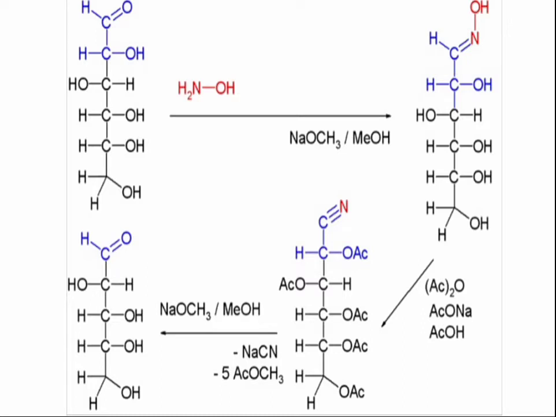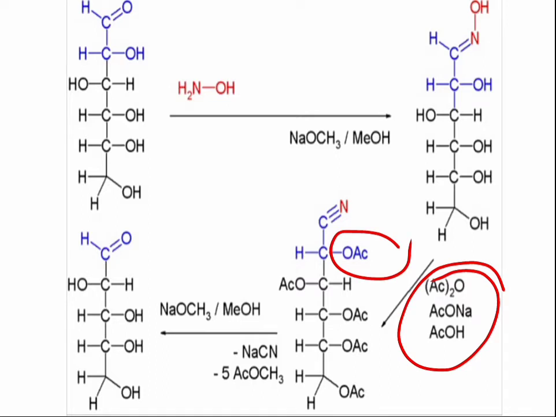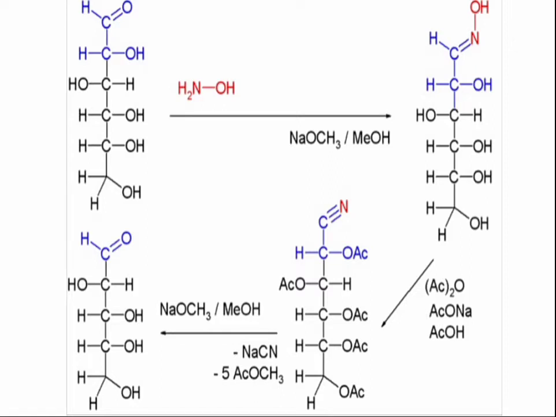And then if you treat with acetic anhydride in a sodium acetate and acetic acid mixture, then you will get OAc here. This OH will be converted into OAc, and this CH=NOH will be converted into CN. Then treat it with sodium methoxide in methanol, then you will get an aldehyde.